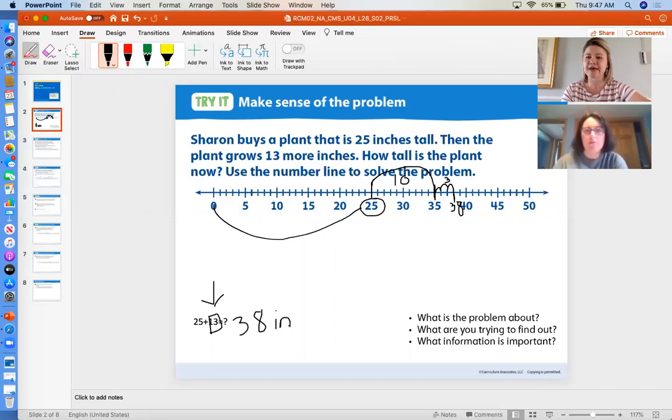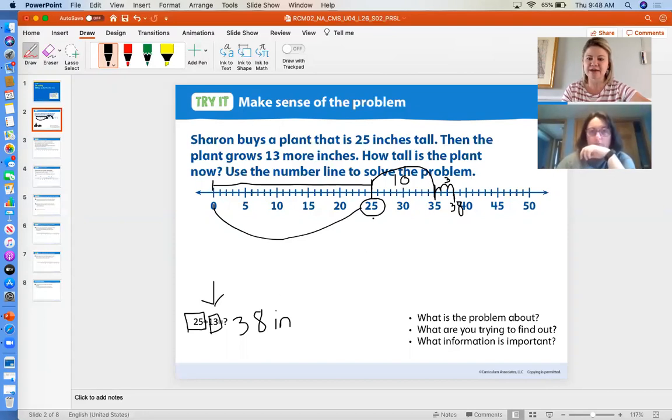Okay, so everybody got that? Mm-hmm. Okay, the second way to solve the problem is to just draw lines, okay? So you could start at 0 and you look at the equation. Your first number is 25. So you're gonna draw a line from 0 all the way to 25, okay? Mm-hmm. Now your second line is 13. So you're gonna draw your next line to be 13 more than 25.